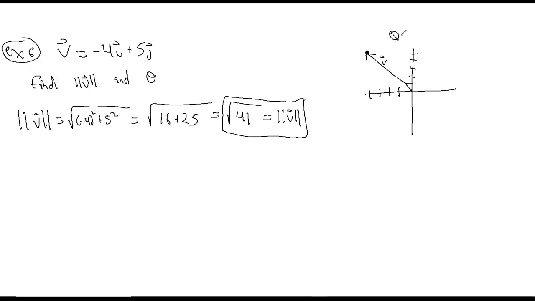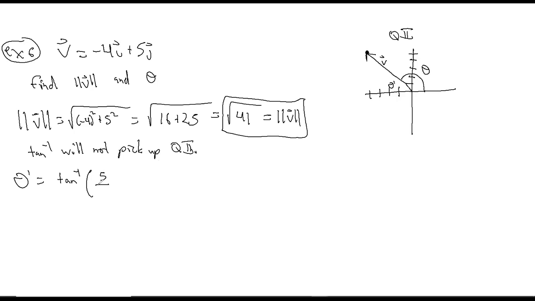This is in quadrant 2, which is a problem. Inverse tangent will not pick up quadrant 2. So we're going to have to adjust whatever answer we get. The answer we're about to get is going to be wrong if we call it the actual angle. We have to use reference angle. Again, this right here is the angle. We're finding this right here, the reference angle.